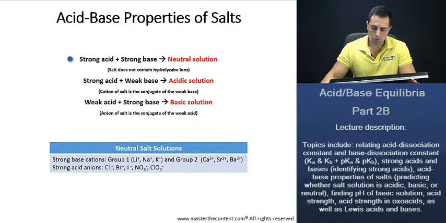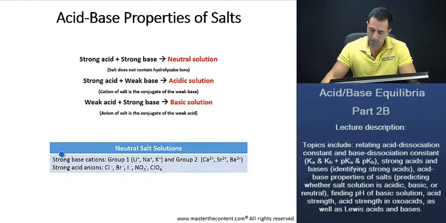Now, getting to the reactions, if you have a strong acid and a strong base, you're going to end up with a neutral solution. Furthermore, when you have a strong acid and a weak base, you end up with an acidic solution. When you have a weak acid and a strong base, you're going to end up with a basic solution. Now, the following ions in pure water form neutral solutions.